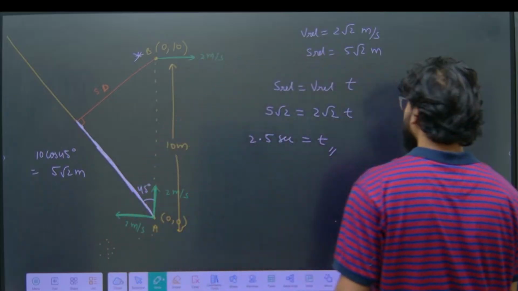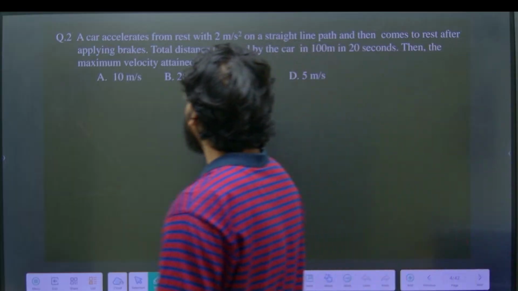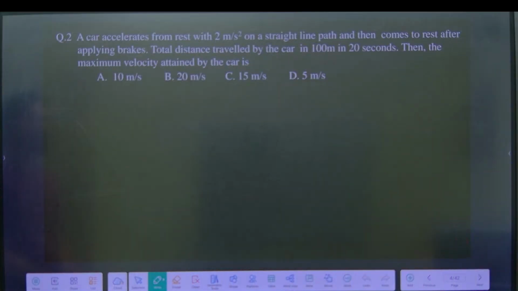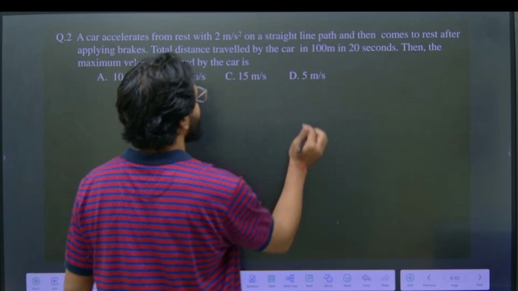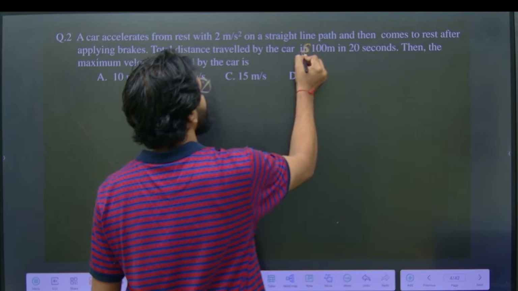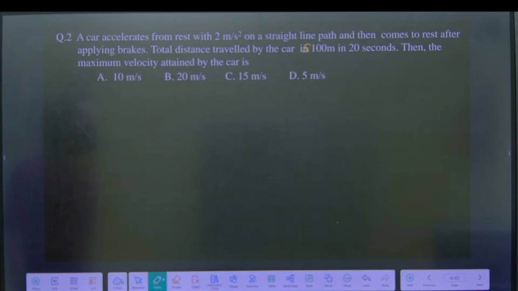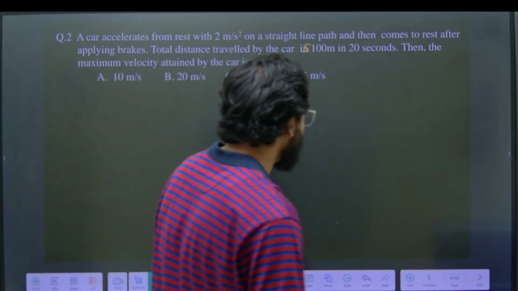आइए सर. Question number 2. There is a car that starts from rest with acceleration 2 meter per second square on a straight line path and then comes to rest after applying brakes. Total distance traveled by the car is 100 meters in 20 seconds. Then the maximum velocity attained by the car is. Okay, read the question. Done.